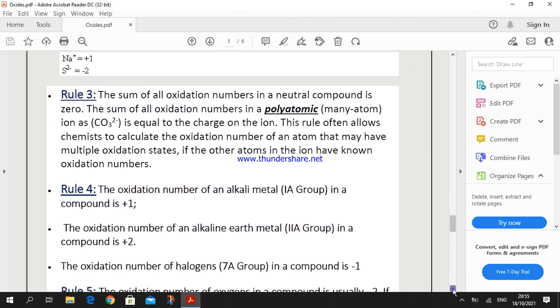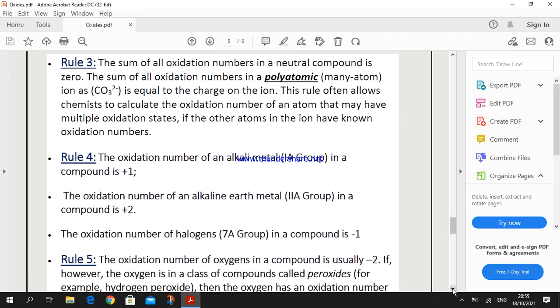Rule number 4. The oxidation number of group 1A, which is known as alkali metals, equals positive 1 because group 1A is characterized by the presence of one electron in their outermost energy level and tends to lose the outermost electron and change into positive ions. So the oxidation number of all metals in this group equals positive 1.